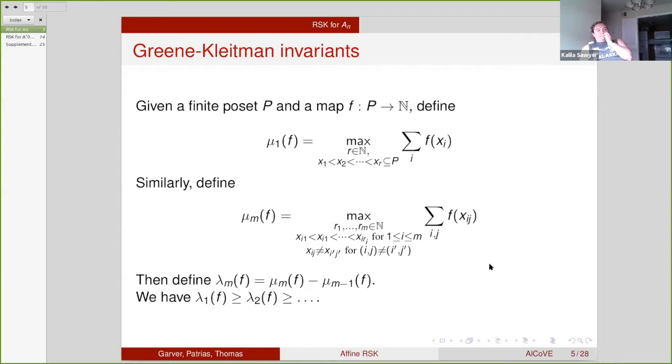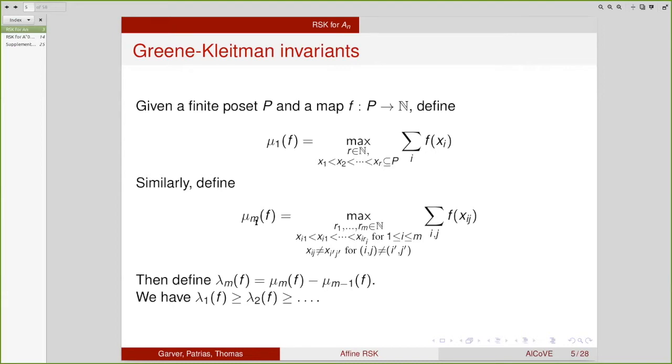So given a poset and some kind of labeling of the elements of the poset by non-negative integers, we're going to define a bunch of numbers, these mu's. So mu_1 is just going to be the maximum over all chains in the poset. This is just some chain in the poset, and we're summing up f over that chain. And so we're taking the maximum over all chains.